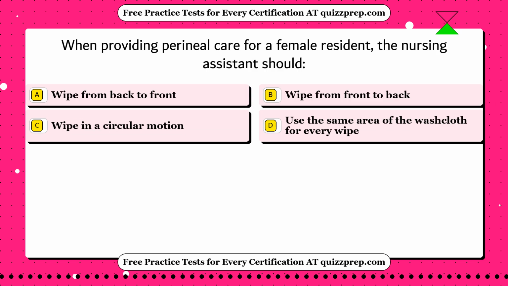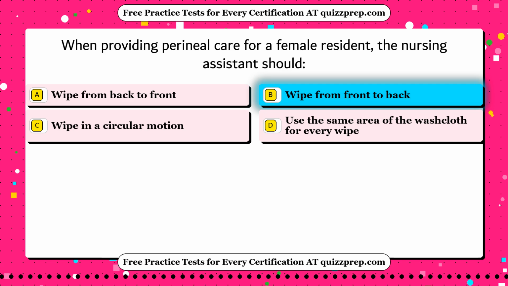Question 13. When providing perineal care for a female resident, the nursing assistant should: option A, wipe from back to front. Option B, wipe from front to back. Option C, wipe in a circular motion. Option D, use the same area of the washcloth for every wipe.